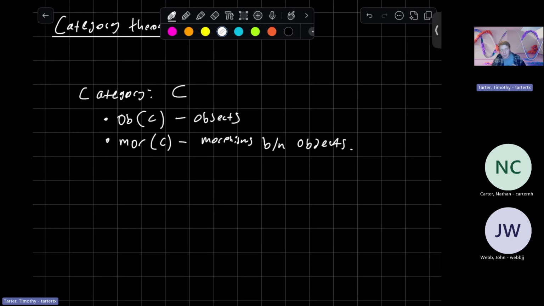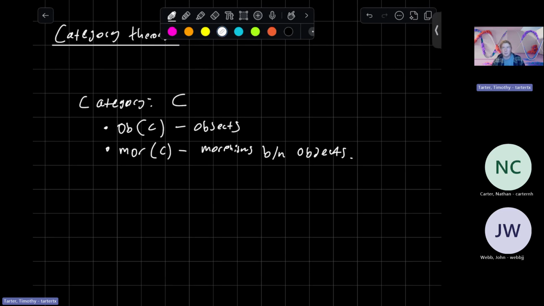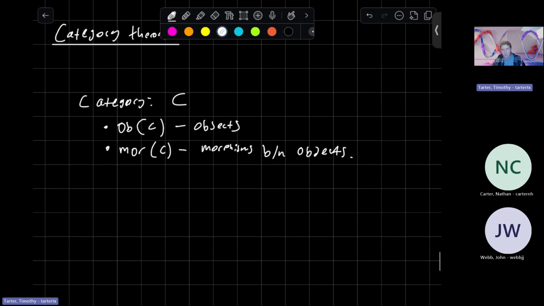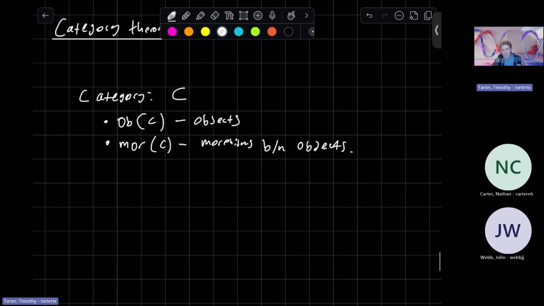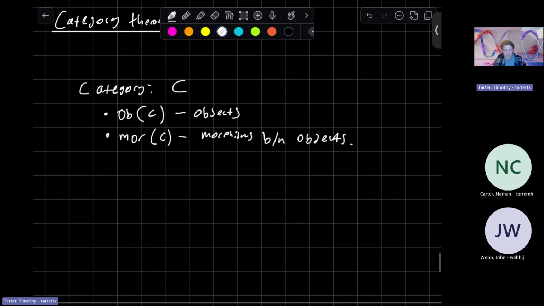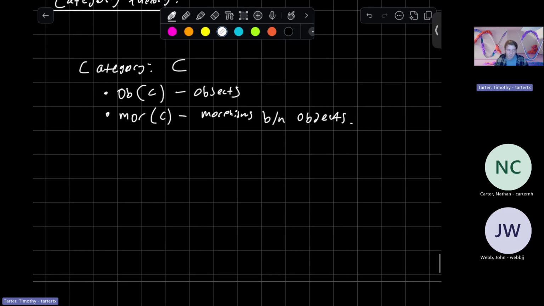Now you can define this. I think there's like 11 axioms to define a category. It's worth noting that ob C and mor C technically don't have to be sets. There's this other thing called a class that they can be. So technically I'm defining what's called a small category. We're not ever going to talk about any non-small categories in this class, so I don't think I need to get into that, but it's maybe worth noting that you can define this more rigorously than I am.